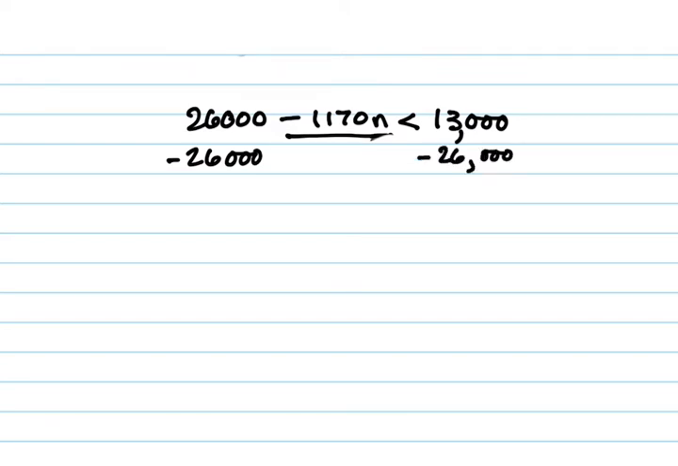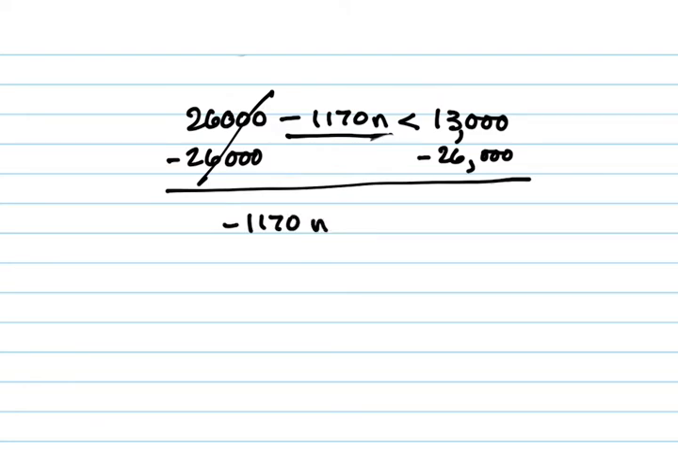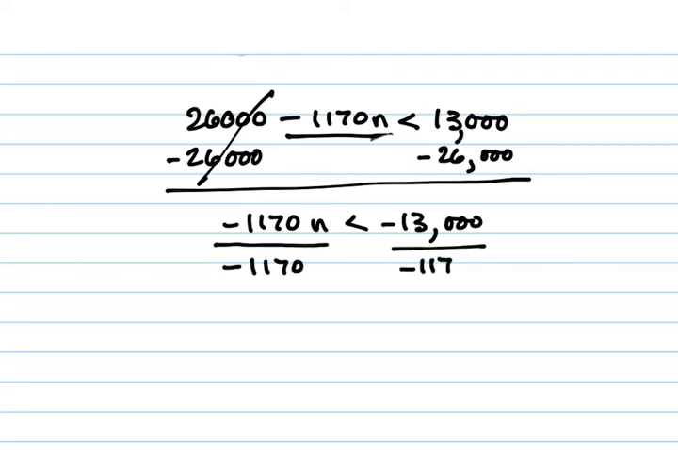But if I subtract it from there, what? If you subtract it from one side, you have to subtract it from both sides. So that'll get that on one side. Gives me negative 1170n is less than negative 13,000. But my n is still not by itself, so I need to get rid of the negative 1170. How is that negative 1170 attached to the n? Multiplication, and the opposite of multiply is divide. So we'll divide both sides by negative 1170.